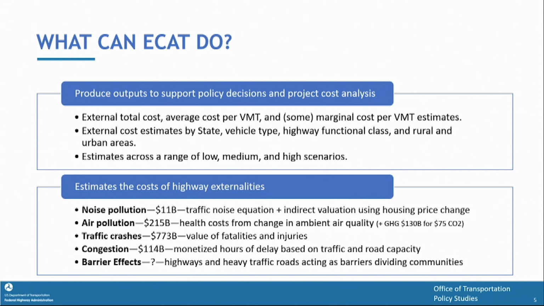So what can ECAT do? Fundamentally, it can produce outputs to support policy decisions and project cost analysis. And it can do this in terms of external total cost per category, average cost per VMT, and in some categories, the marginal cost per VMT. It can break these costs down by state, by vehicle type, by highway functional class, as well as by rural and urban areas. And due to the inherent uncertainty in some of the models and parameters that are used to generate these estimates, we have a range of low, medium, and high scenarios.